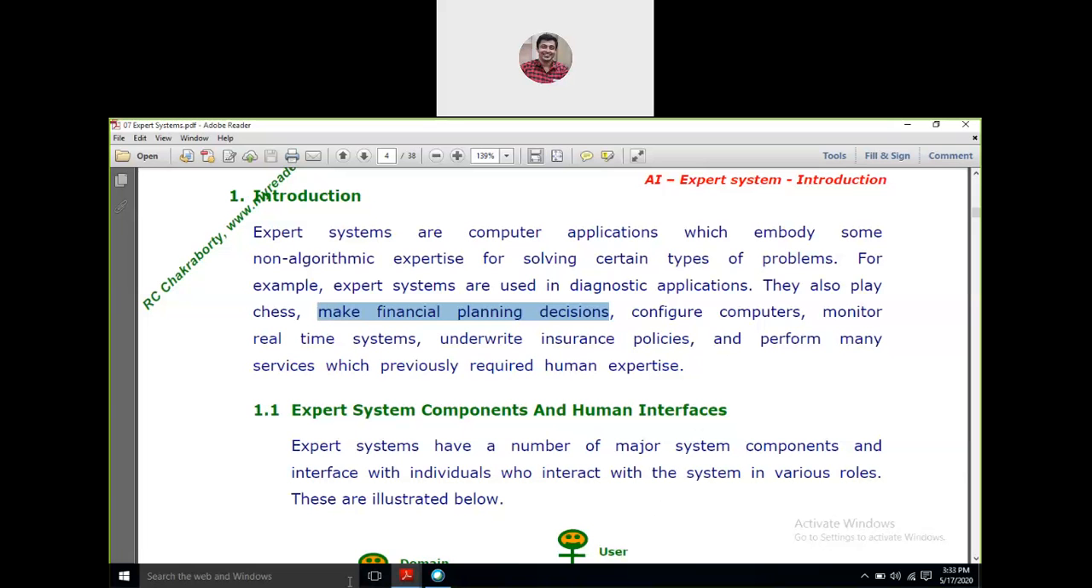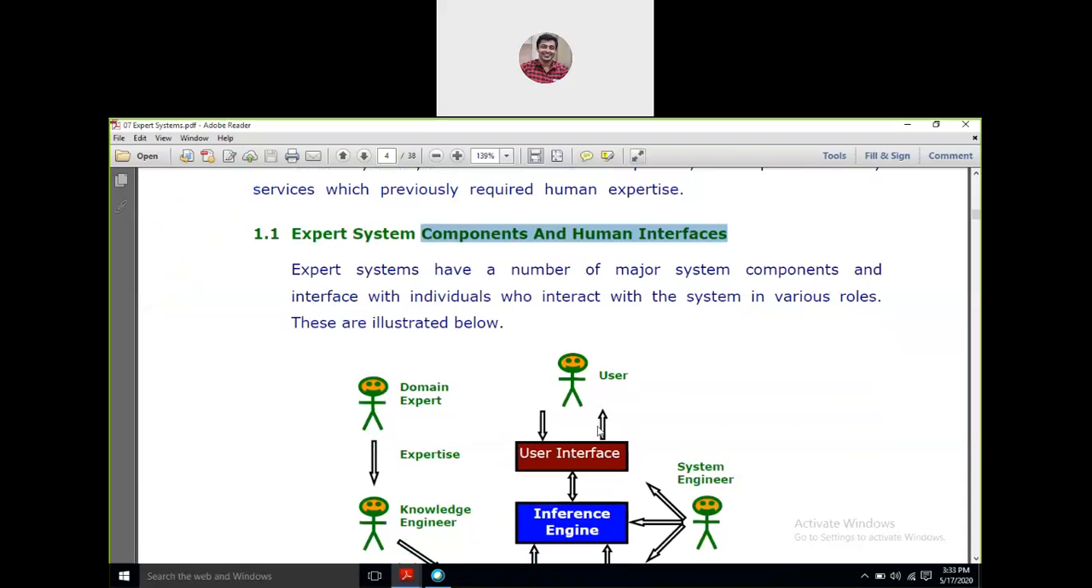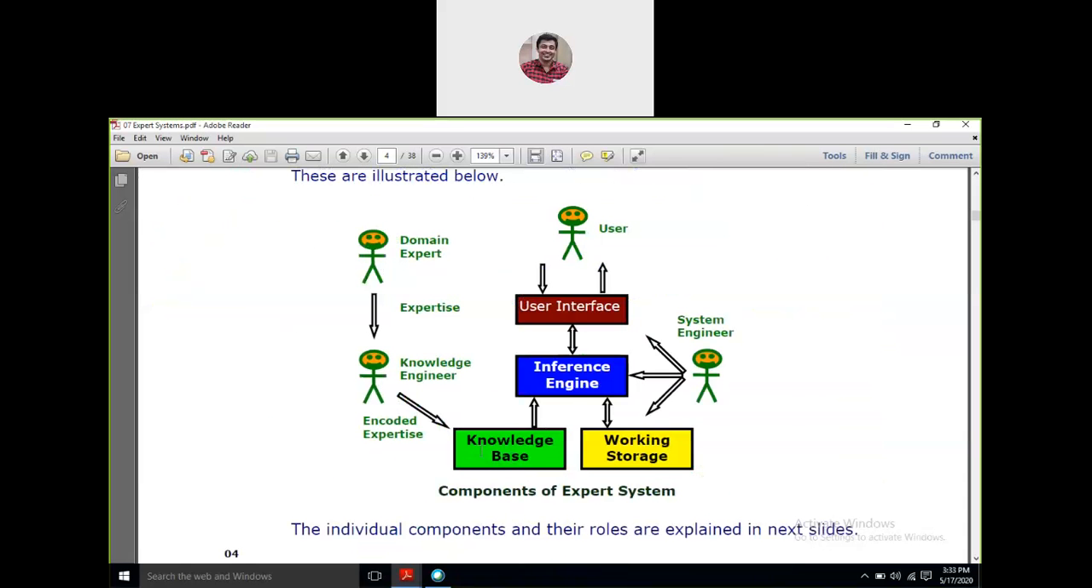So the expert system, now we will be talking about its human interfaces and the components of the expert system. An expert system basically has a knowledge base, a working storage, an inference engine, and a user interface. So we have the knowledge base, the working storage, the inference engine, and the user interface.